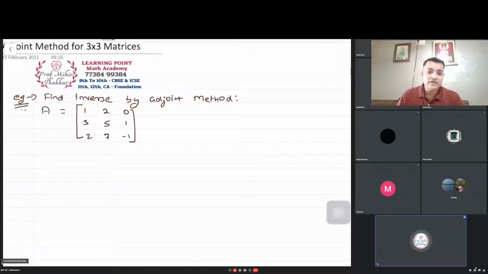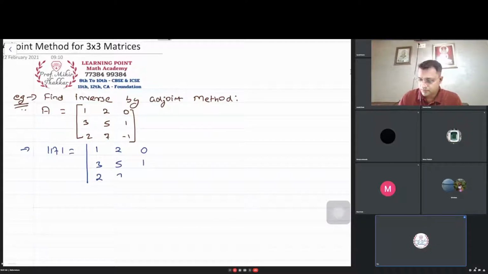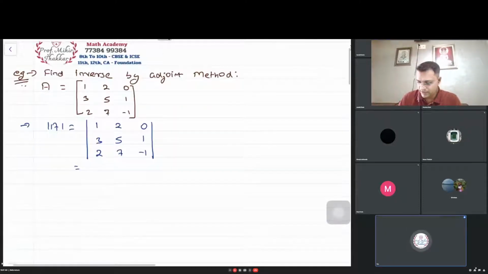So if you open and see the steps which I have given to you, step number 1 over here says that you have to check if the inverse exists or not. In order to do that, I have to first of all calculate the determinant of the matrix A. So let me do it. 1, 2, 0, 3, 5, 1, 2, 7 and -1. Calculating the determinant is very easy actually. Let me write it over here.